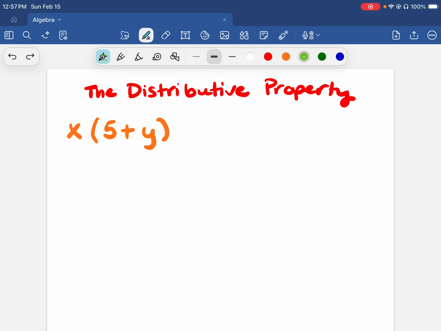Hi everyone, today we're going to talk about the distributive property. We can use the distributive property to help multiply monomials, or one term, times binomials, or something with two terms. So to distribute means to share out.